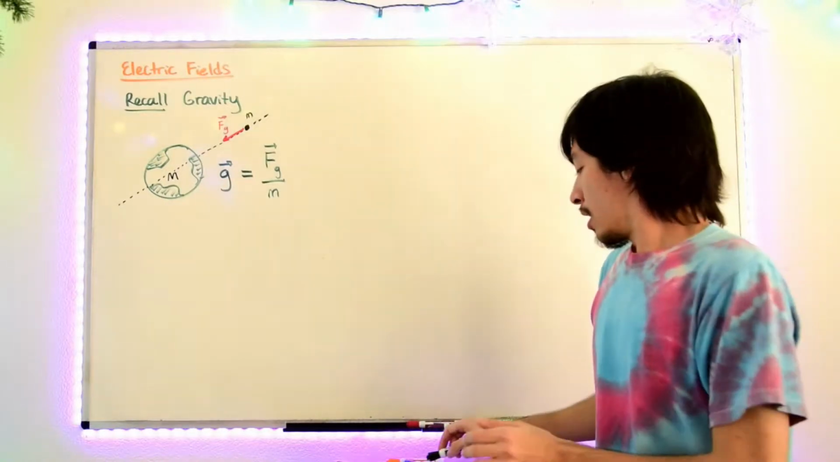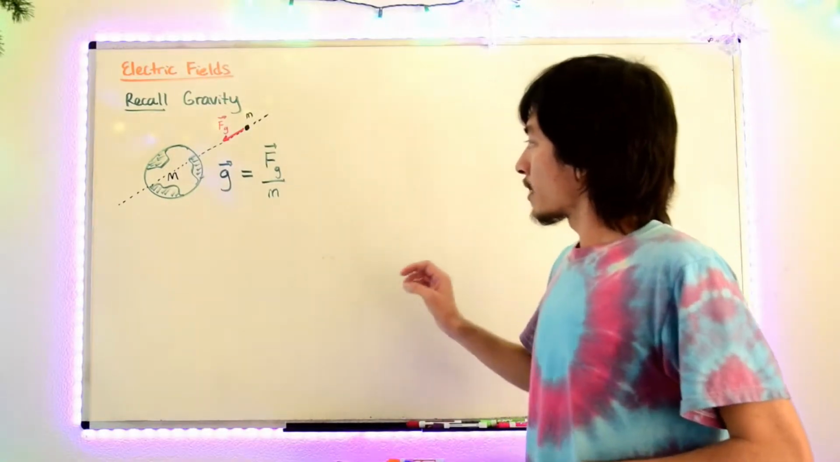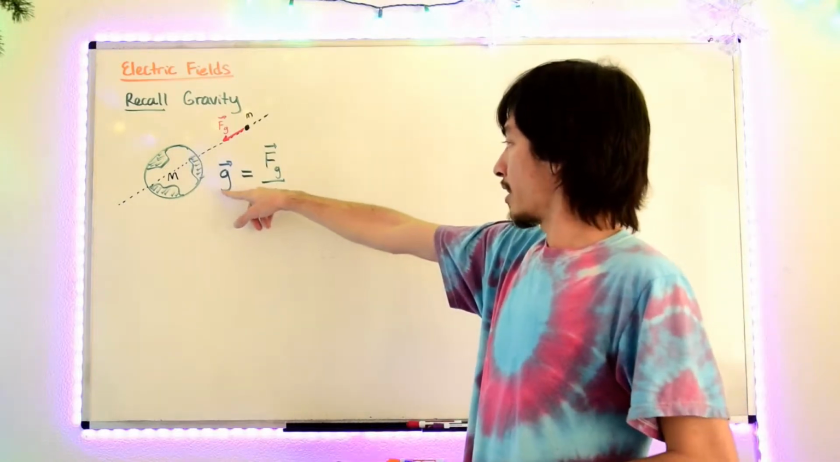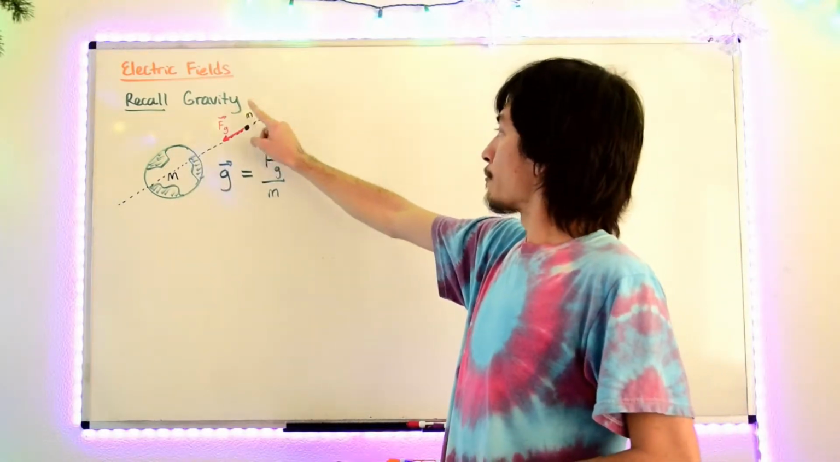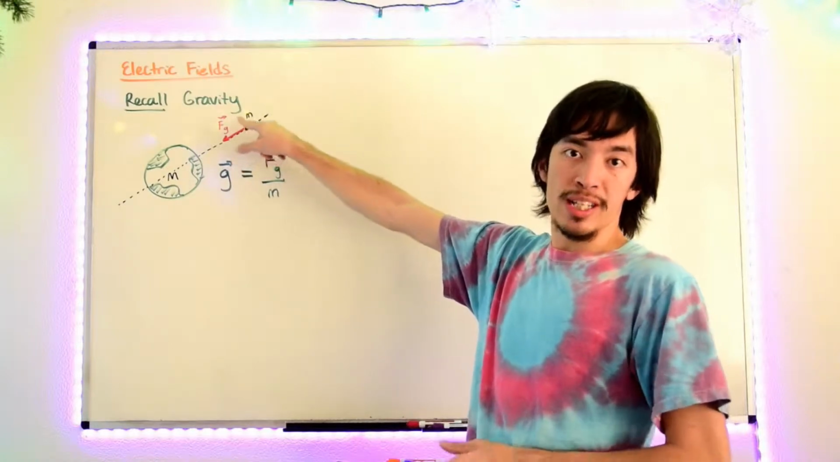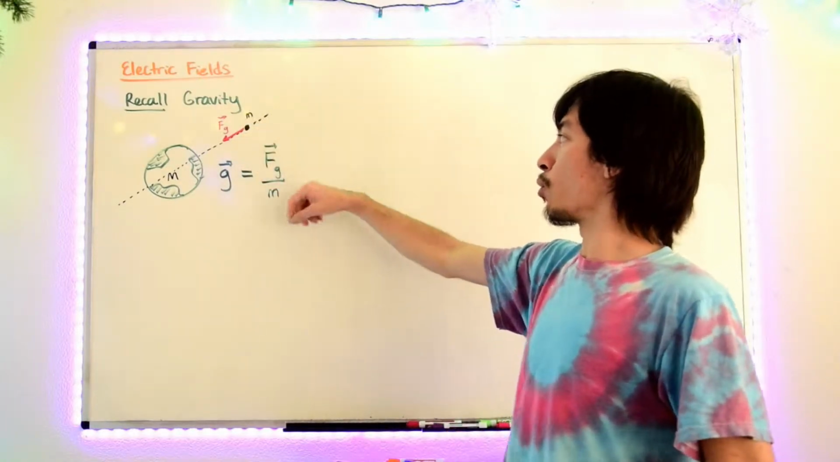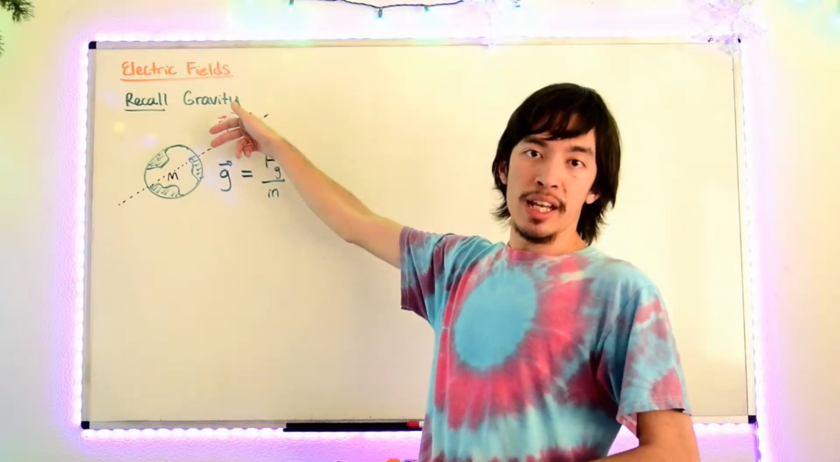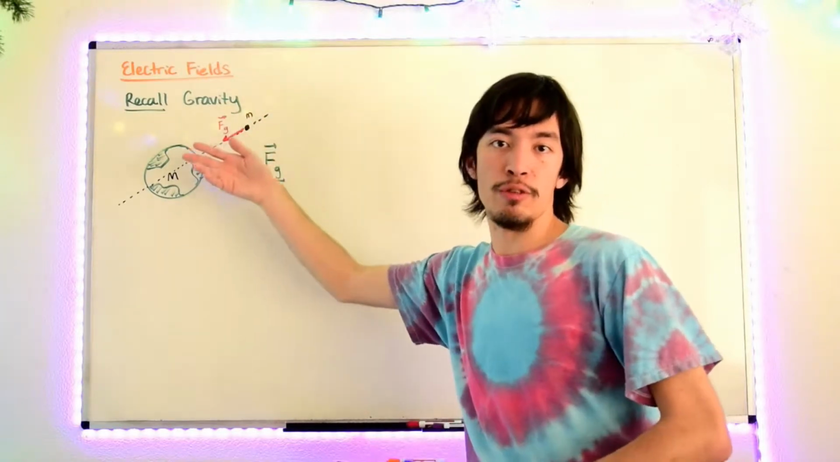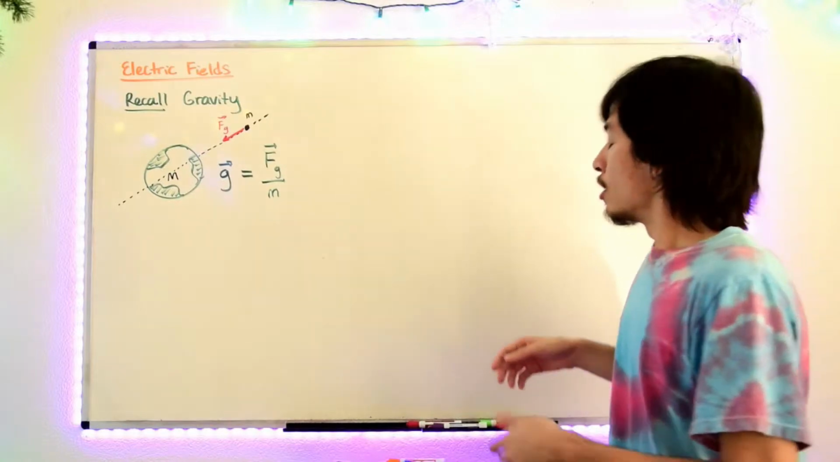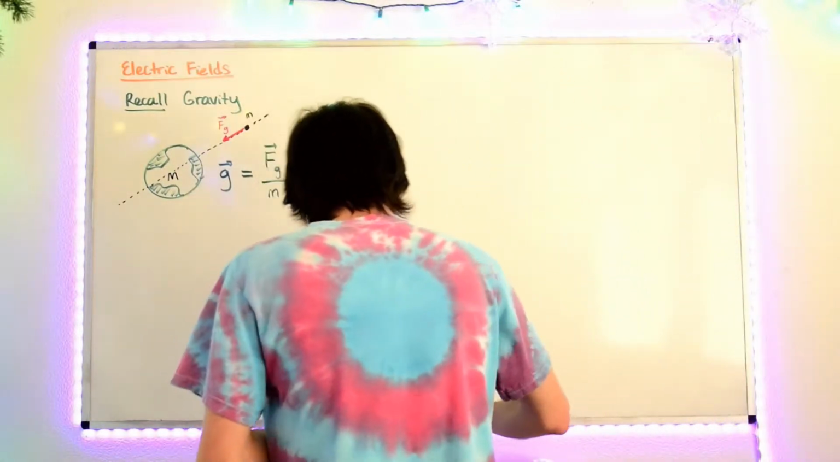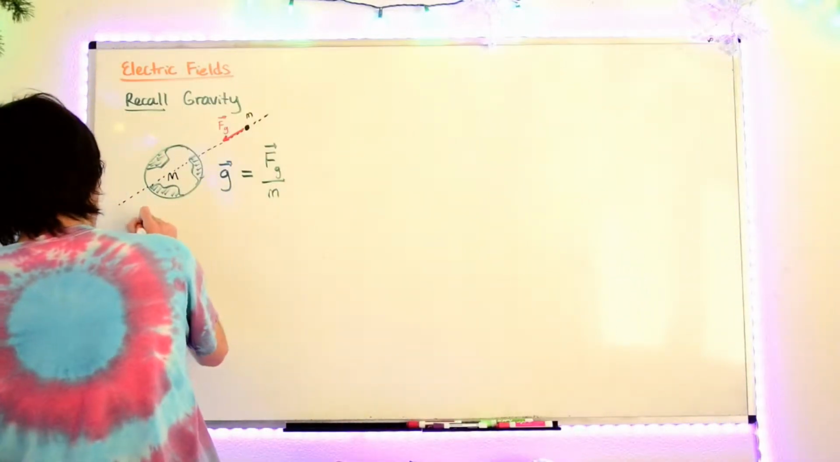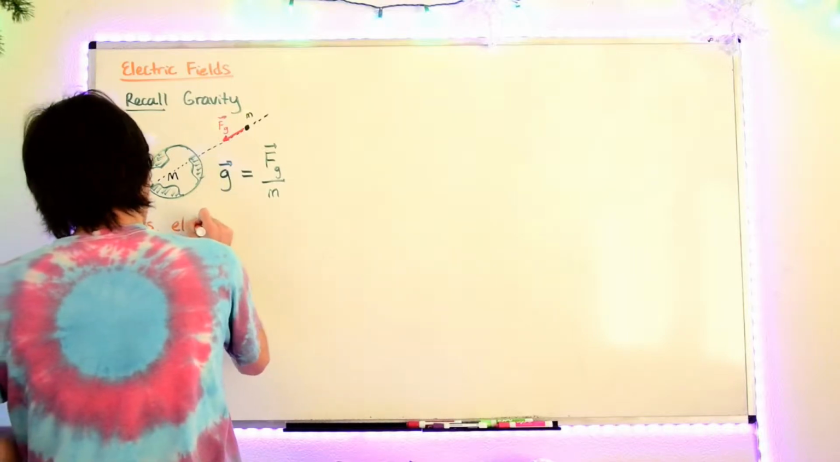The gravitational field is defined in the direction that the force would act on what's called a test mass. In other words, if you were to put a mass there, the direction that it feels a force in is the direction of the gravitational field. That's what it's defined as. So we'll use that analogy for electricity.